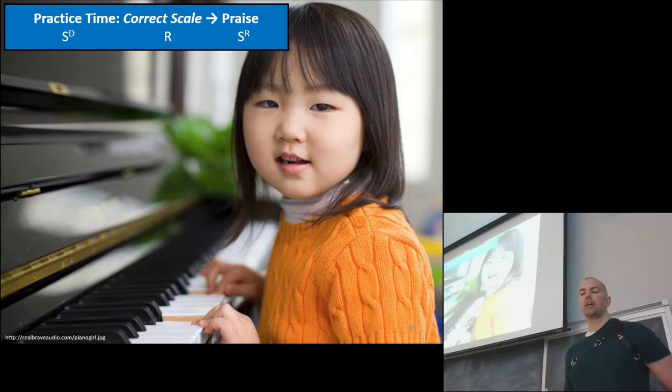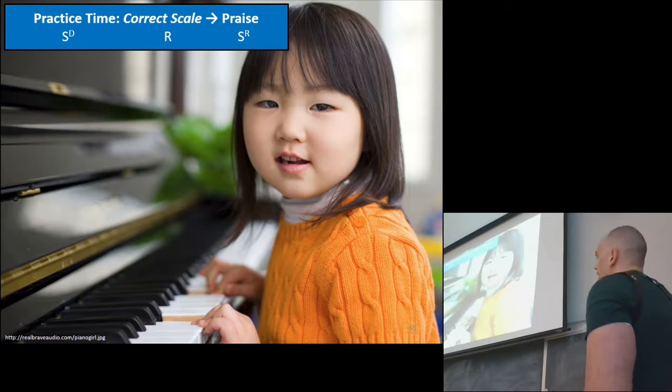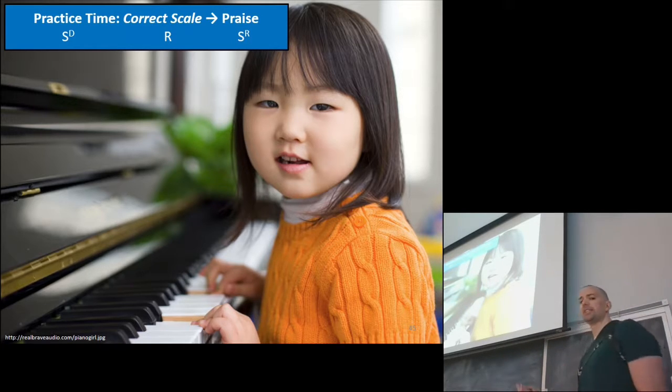So let's say that it is practice time and she plays the correct scale, and that is followed by the reinforcer of praise. She plays the correct scale and the teacher's like, oh my goodness, way to go. That sounded amazing. That's what we wanted. Woo, you've done so well. Yay, high fives. She gets the praise. Probability of the correct scale increases in the future. So the correct scale is the operant behavior. The praise is a reinforcer, and we know that because the probability of her playing that correct scale has gone up in the future. What contingency is this?